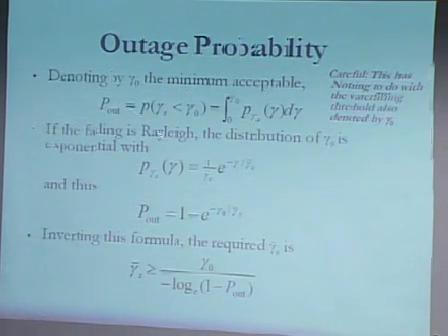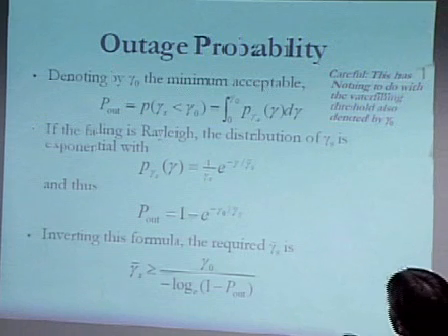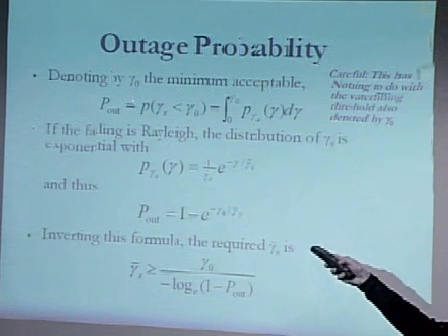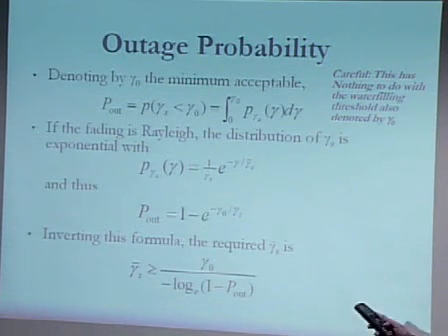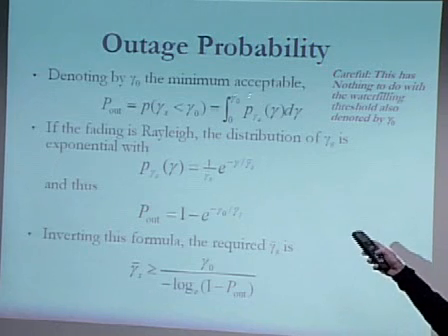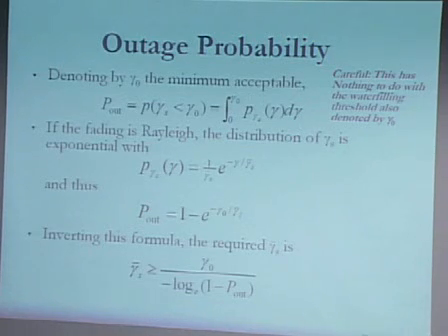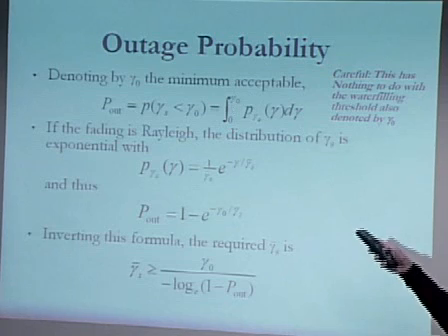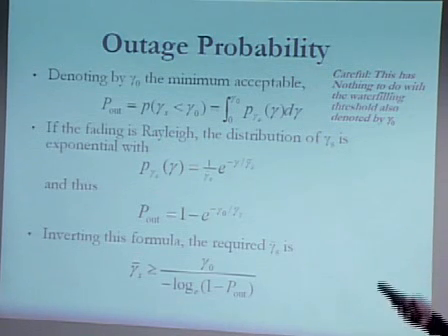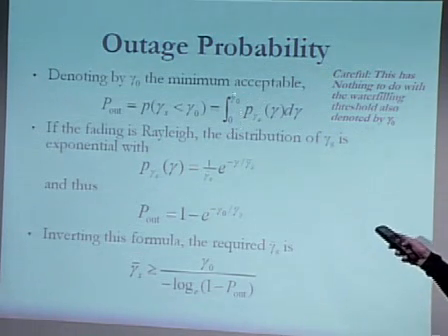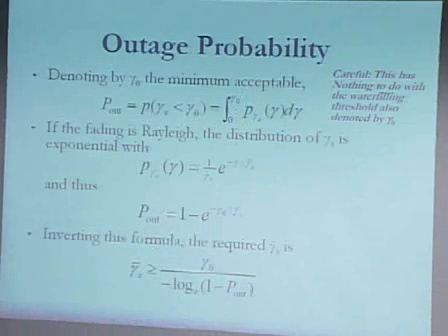So the outage probability is the probability that gamma s is below gamma 0. And how do we find it? Well, if we're given the PDF of gamma, we just integrate from 0 to gamma 0. Given the PDF, we just integrate over the range that we want, and we get the outage probability.